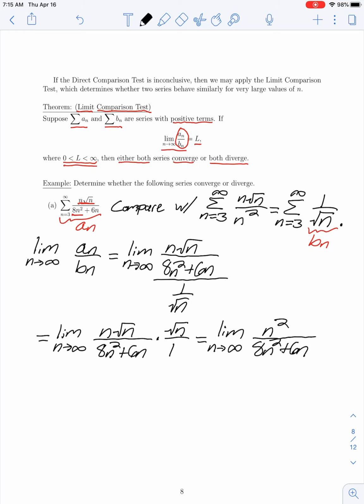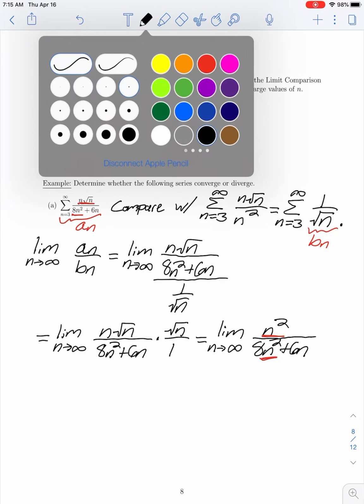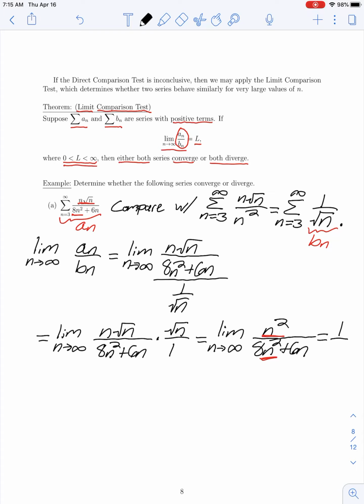So now what we're left with is the infinite limit of a rational function where our numerator and denominator have the same highest power of n. So the limiting value is the ratio of the coefficients for those highest powers, in this case 1/8. Now this limiting value that we have of 1/8 is a number between 0 and infinity. Remember, for this limit comparison test, whatever our limiting value is must be between 0 and infinity to get a conclusion. Now our conclusion here is that both of these series converge or that both diverge.